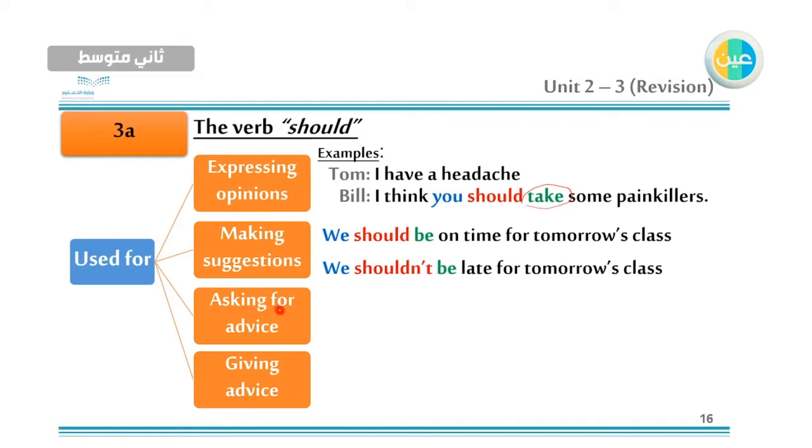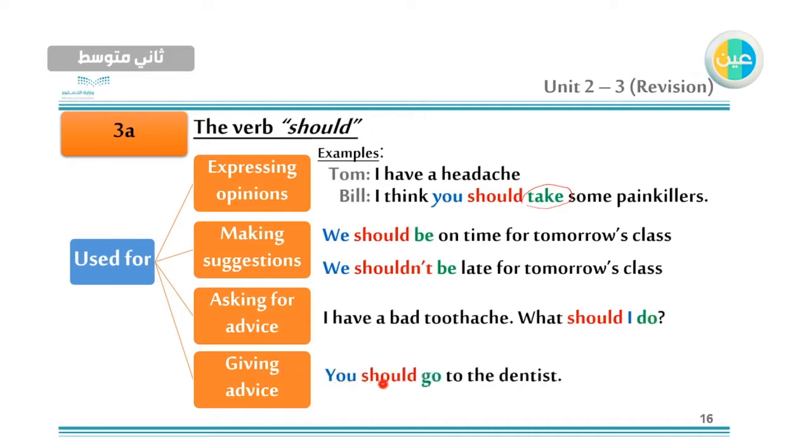Okay, and this is how to ask for advice. So this is the question form. I have a bad toothache. What should I do? So this time it's different. The subject is after should. So we flip those, the subject and should, and the verb stays the same, and we add a question mark. So what should I do? He's asking for advice. So we will give him advice by saying, you should go to the dentist. Okay, you should go. Alright, good.